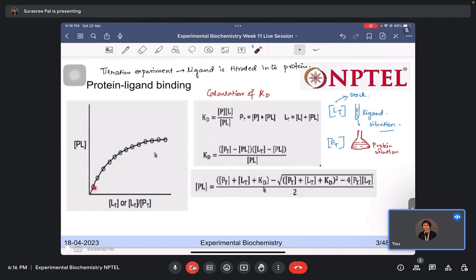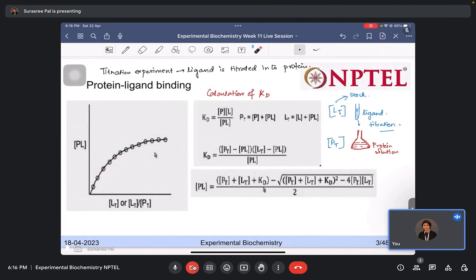Suppose we add this much ligand, then the protein-ligand complex starts to form, and as we keep increasing the ligand amount, the complex concentration will also increase. But at a certain point, it will not increase any further. Here we can see this protein-ligand complex formation is being saturated.